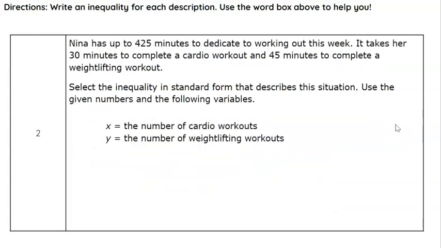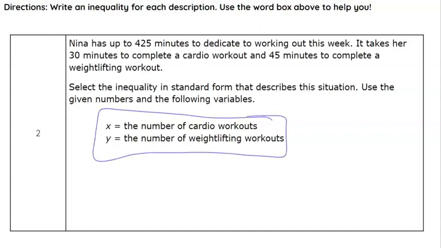All right, let's try one more example. Nina has up to 425 minutes to dedicate to working out this week. It takes her 30 minutes to complete a cardio workout and 45 minutes to complete a weightlifting workout. We're going to write the inequality, and we're going to use these variables. So we know it takes 30 minutes to complete a cardio workout for Nina. So we're going to do 30 minutes times X, however many cardio workouts she does that week. And then in addition to that, she's going to do some weightlifting workouts, which take 45 minutes to complete.